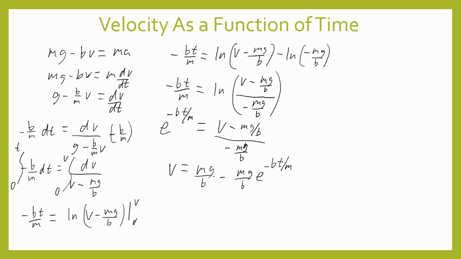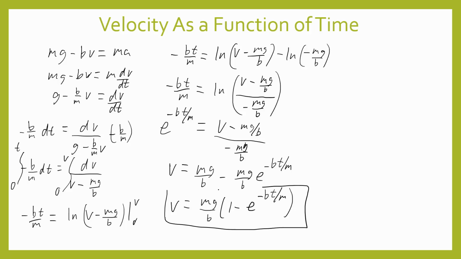We can just factor out this mg over b thing. So we get mg over b times 1 minus e to the negative bt all over m. And there you have it, velocity as a function of time with drag force proportional to the velocity. So not quite as nice as v equals v naught plus at, right? That was a little simpler, but there you have it.